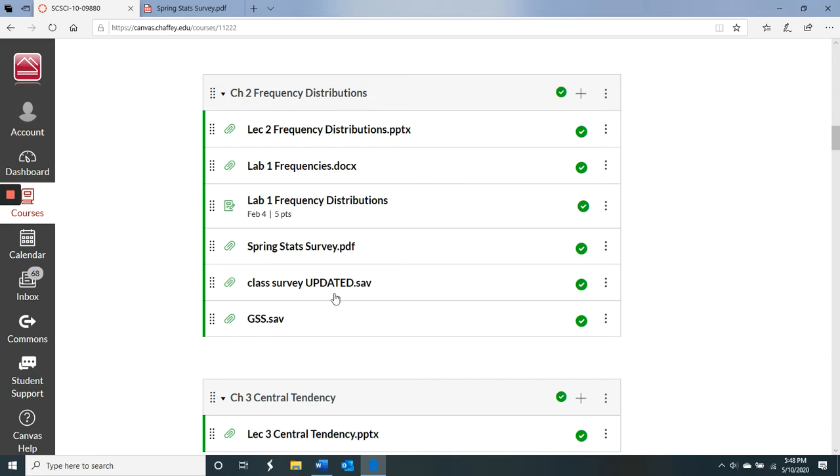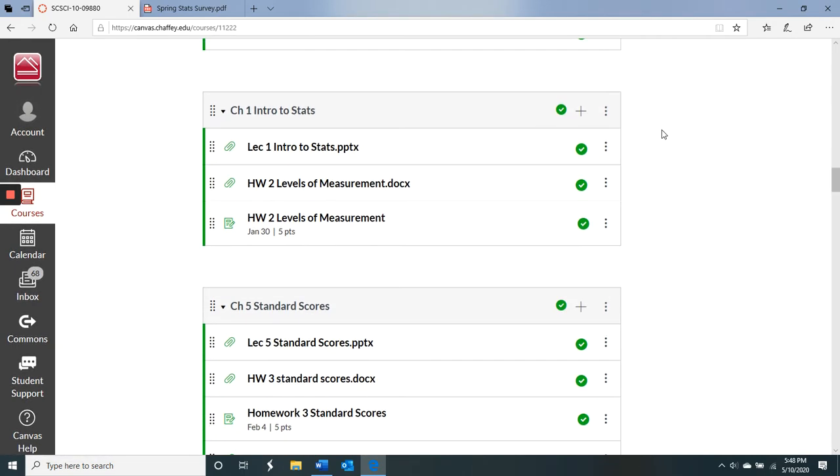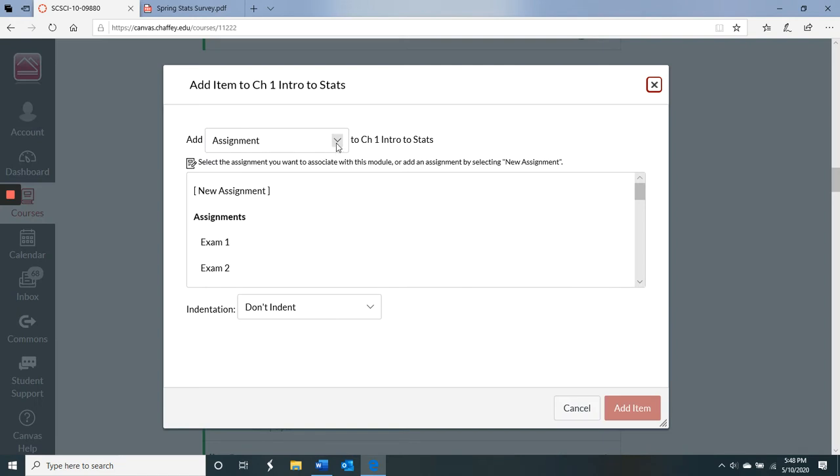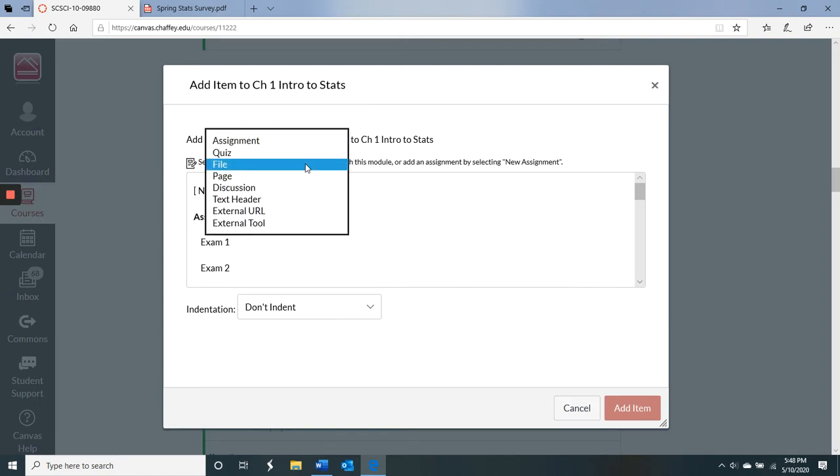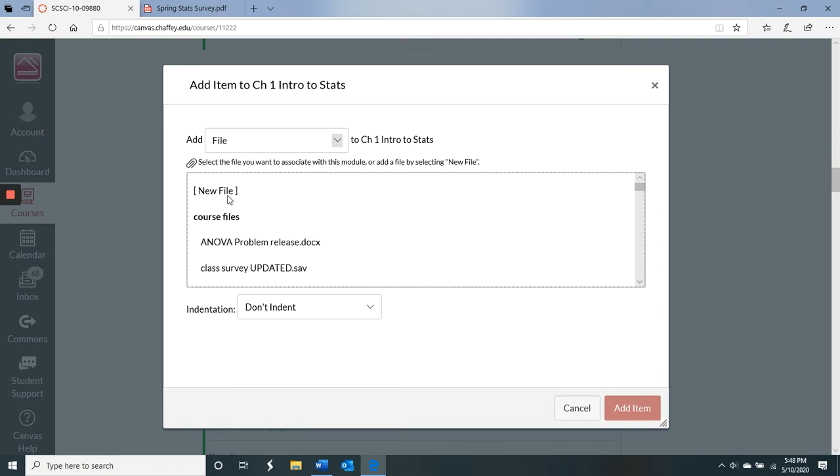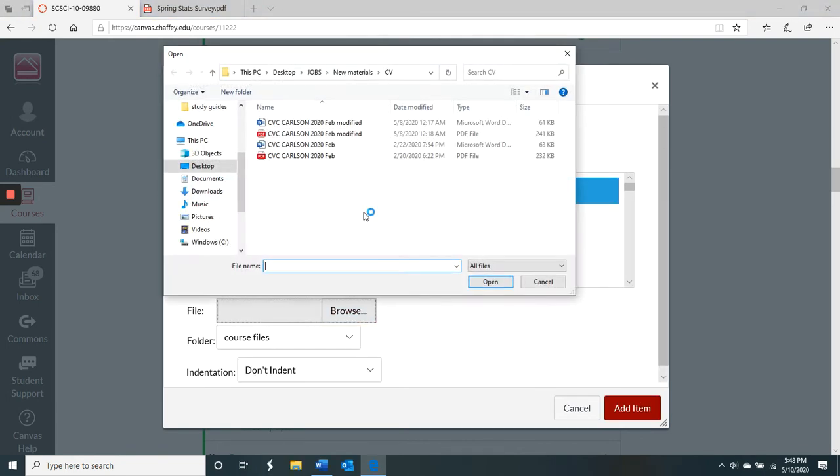If you go back into our module, chapter 1, it's actually asking you to look at the spring stats survey. It's in chapter 2. So if you're wondering where this thing is, it's in chapter 2. I might actually duplicate it. I probably will do that right now because I don't want to forget it. I'm going to duplicate it right by the assignment so we don't have any confusion on this.